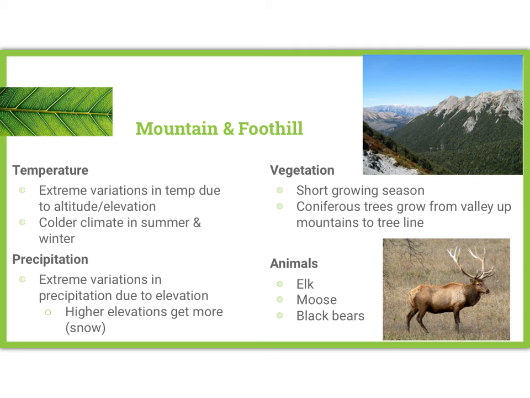The vegetation, the mountains and foothills have a very short growing season. And coniferous trees, again, those are the ones with needles, grow from the valley up the mountains to a tree line. So you can see where they would stop growing here. That would be called the tree line. Animals that live here: elk, moose, black bears.